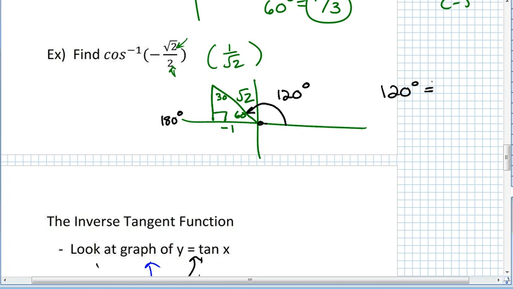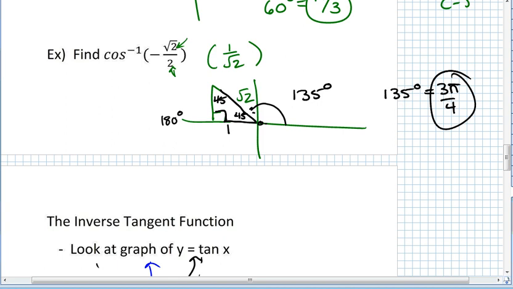And when you change it to radians, 120, or actually not 120, sorry, I made a mistake. If it's 1 and the square root of 2, these angles should be 45 and 45. Hopefully you caught that and were like, what the heck are you doing? So these two angles are 45 and 45, because remember the ratios of 45, 45, 90 are 1, 1, the square root of 2. So 180 minus 45 is 135, and 135 in radians is 3 pi over 4. And you could just change it to radians by multiplying by pi over 180.